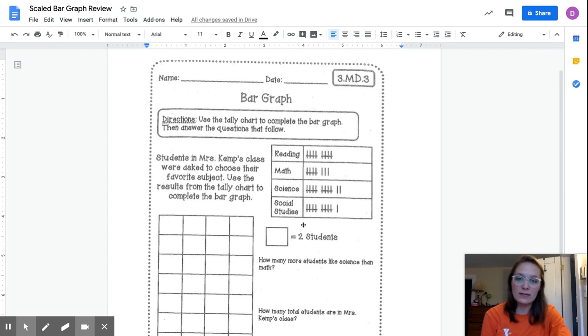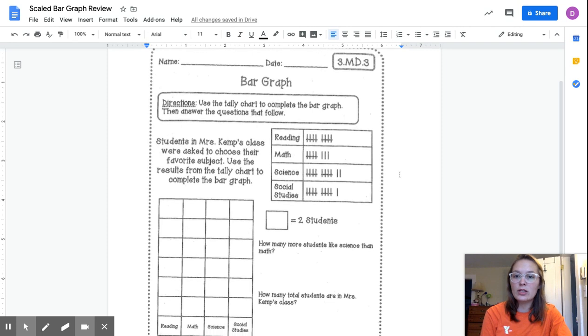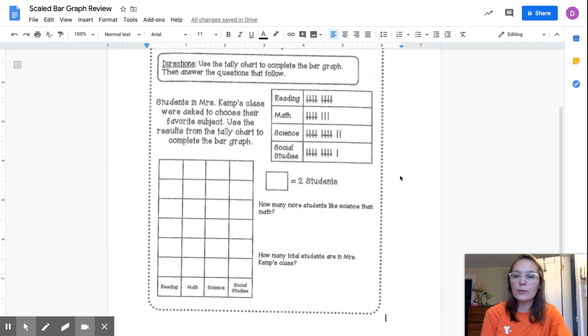For one of the activities, you're going to be looking at scaled bar graphs, which, remember, when you're looking at a scaled bar graph, you really have to keep in mind the key. Remember we talked about the key? So we're going to go through this while keeping in mind the key, if we can find it on this chart. So the directions are to use the tally chart right here to complete the bar graph. Then answer the questions that follow.